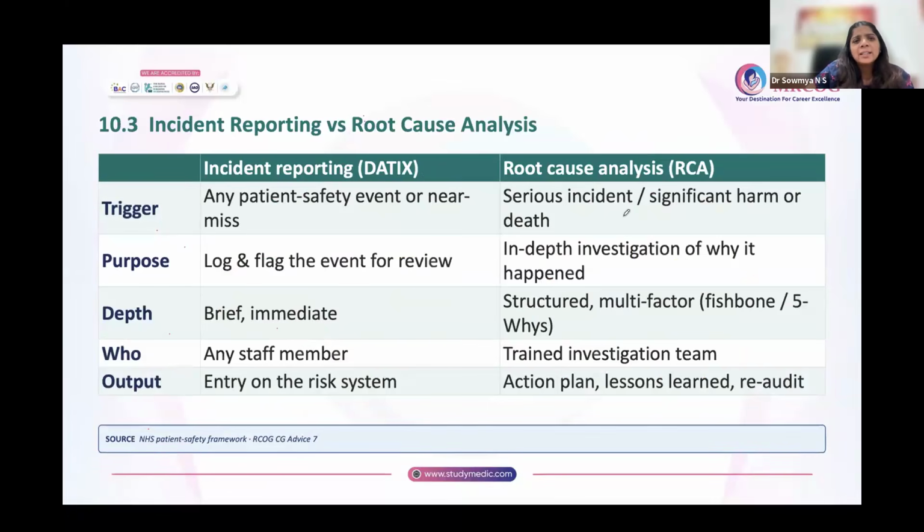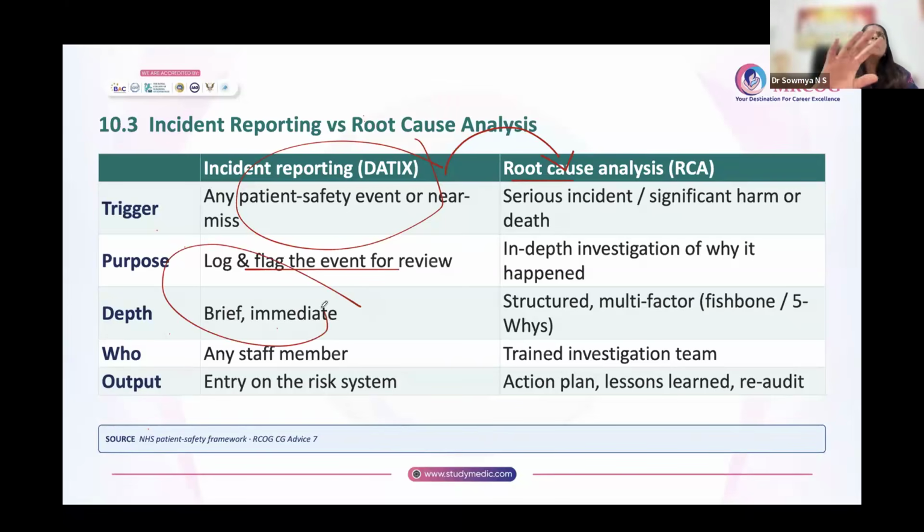Again, the difference, I just wanted to make sure, because you guys always get worried. Incident reporting: any safety event, you're going to do an incident report. If it is a serious event, serious incident or causes serious harm, it goes to root cause analysis. The purpose of incident reporting is to log, document and flag the event for review. The purpose of root cause analysis is to figure out why this happened, and to implement and recommend the changes.